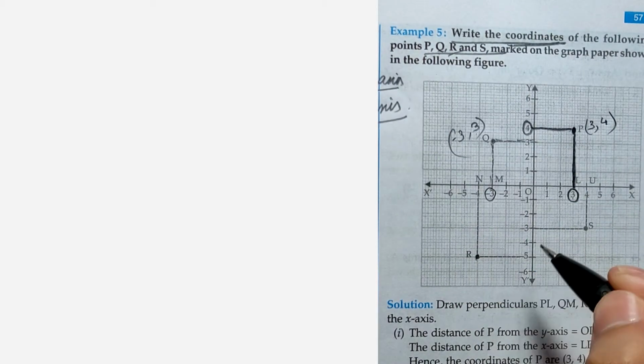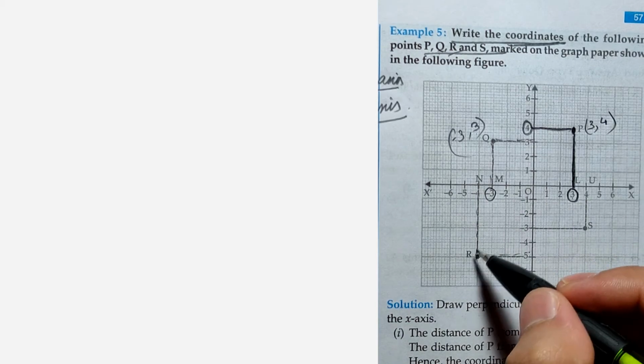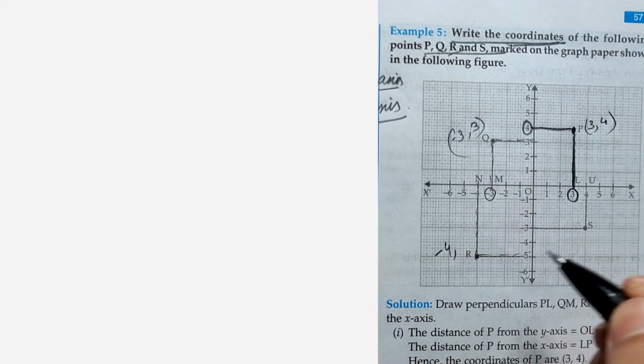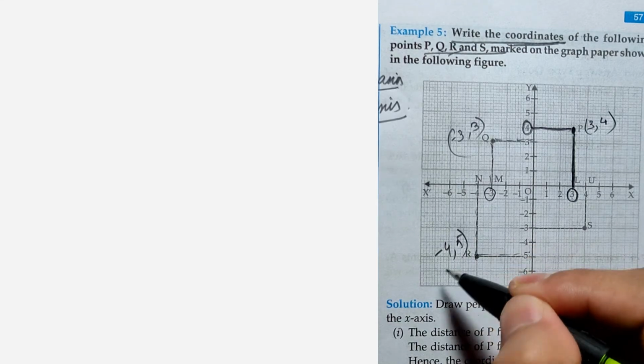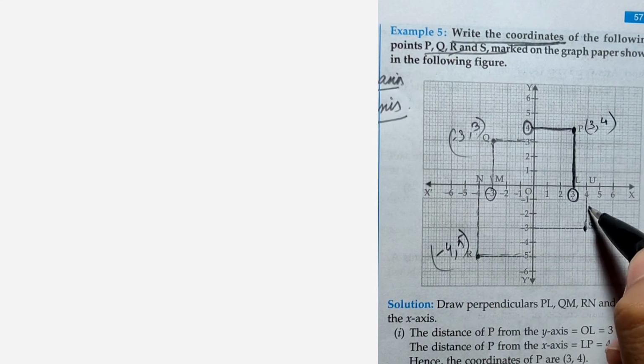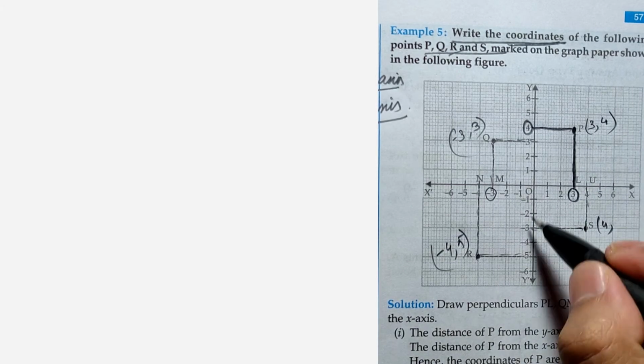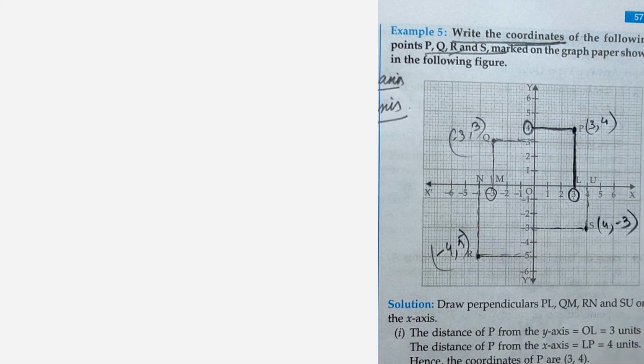Let us take one more, R. So this is R. Again, draw perpendicular on x-axis and y-axis. Along x-axis it is -4, and along y-axis it is 5, so the point becomes -4, 5. Let us take one more, S. So again, draw perpendicular. Along x-axis it is 4, along y-axis it is -3. So as simple as that.